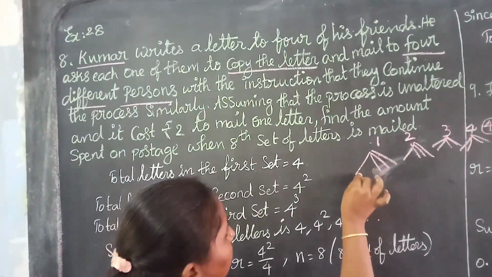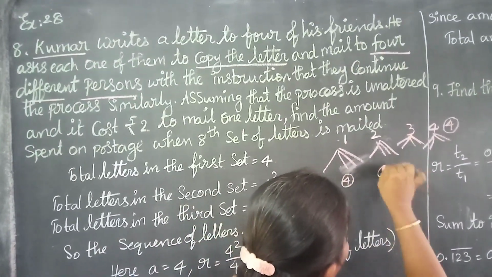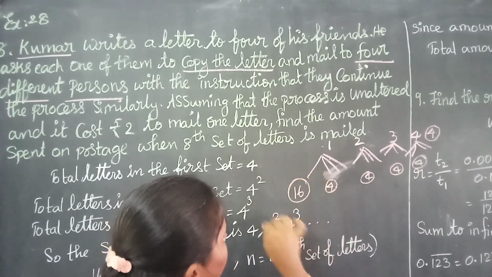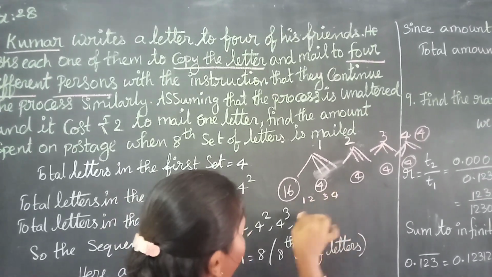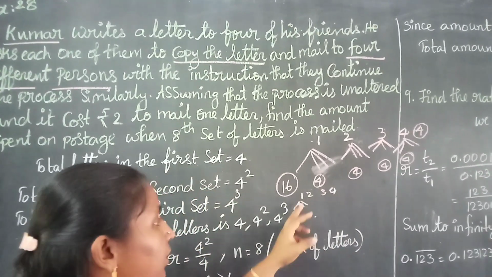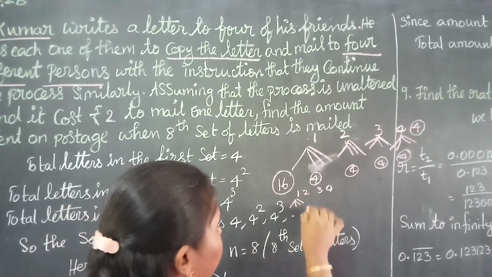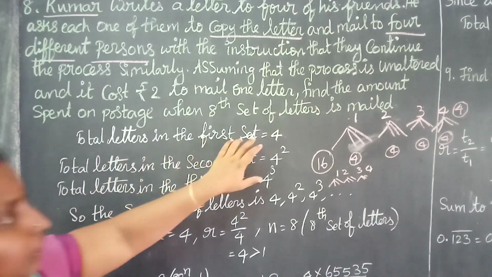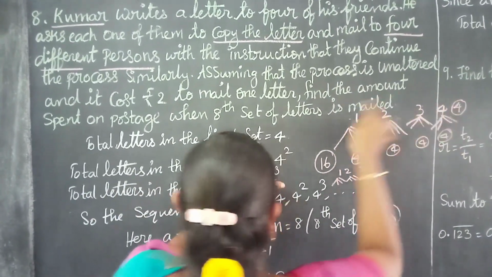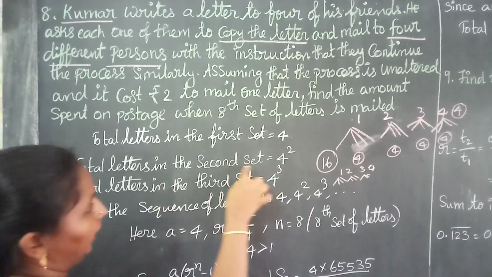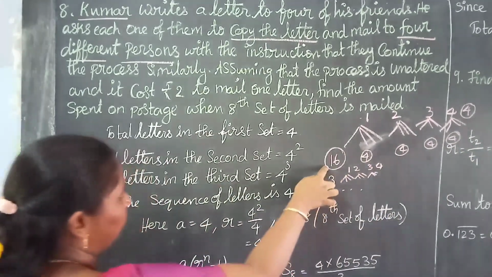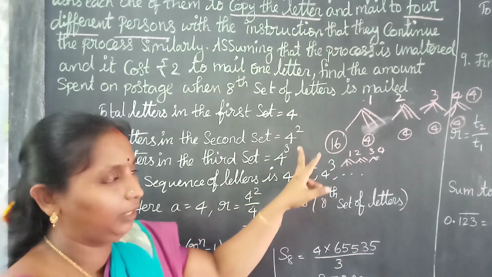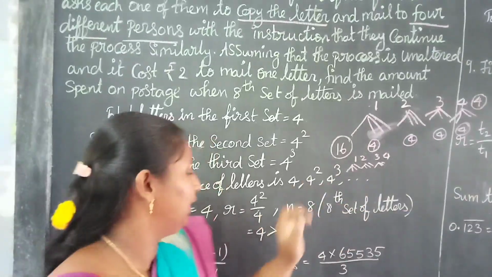What about the second set? Here 4, here also 4. The second set of letters contains how many letters? 16 letters. Each person has to send 4 letters to 4 different persons. Like this, I wrote the total letters in the first set: 4 letters. Total letters in the second set: 16, that can be written as 4 square. So the total letters in the third set will definitely be 4 cube, that is 64 letters.